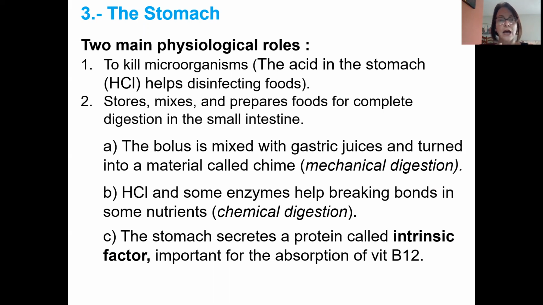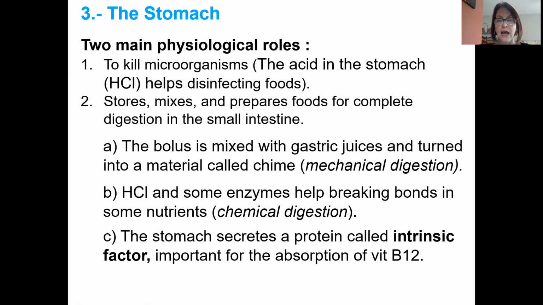And then it also has many other functions that, if we have to enclose them in an overall function, we can say the stomach stores, mixes, and prepares food for complete digestion in the small intestine. How is this done? Well, the bolus coming from the mouth is then mixed with gastric juices. The hydrochloric acid is part of these gastric juices, and then we turn this into a material that is called chyme. So here we have some sort of mechanical digestion. Just by movement, we are processing the foods.